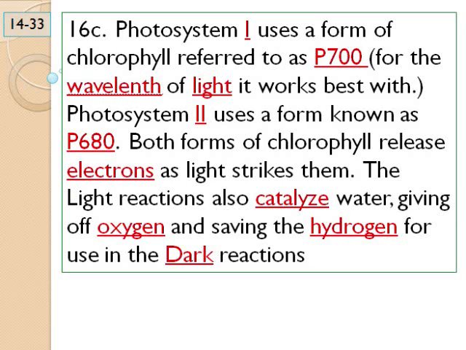Now between those 2, which one has a little bit longer wavelength? Is it 700 or is it 680? 700 is a little longer. You probably can't tell the difference though. Only 20 numbers apart. Now, both kinds of chlorophyll use electrons that are released because sunlight hits them.